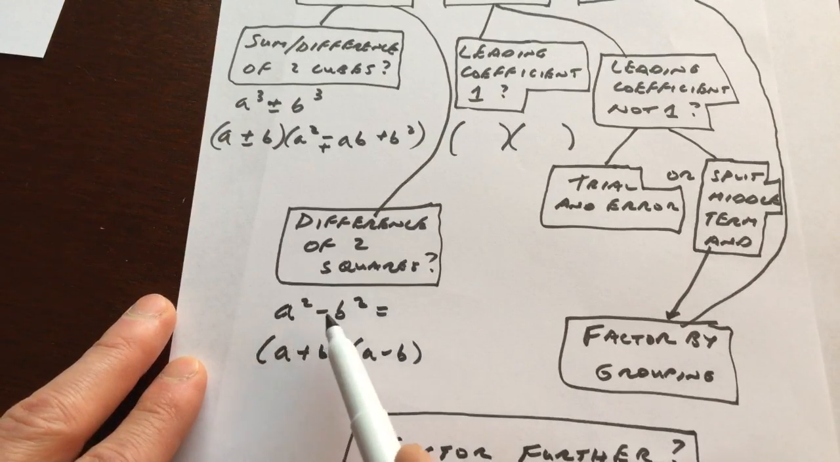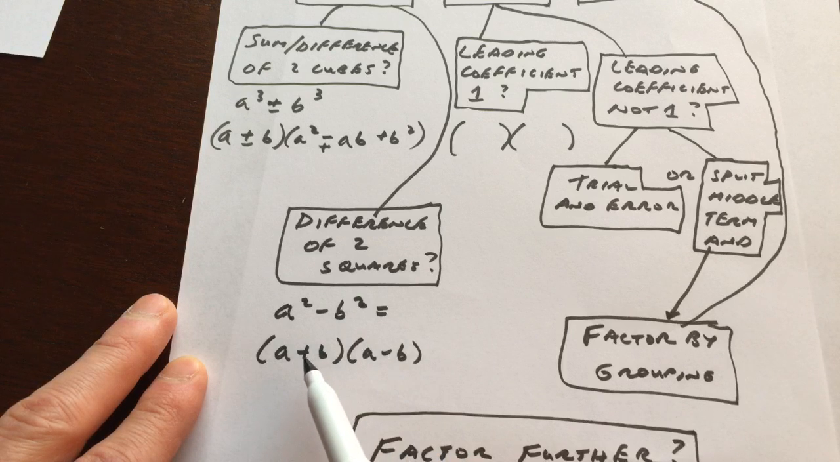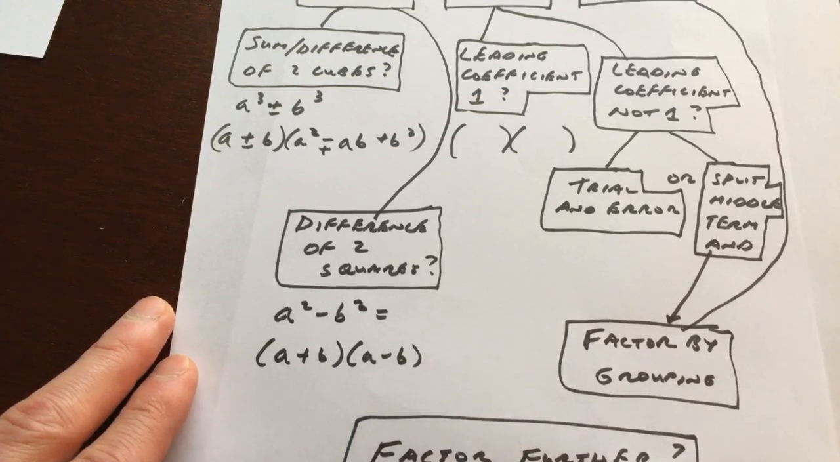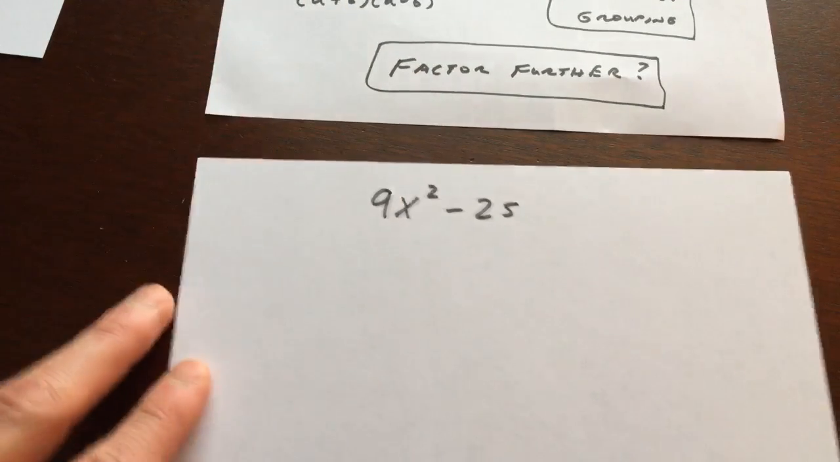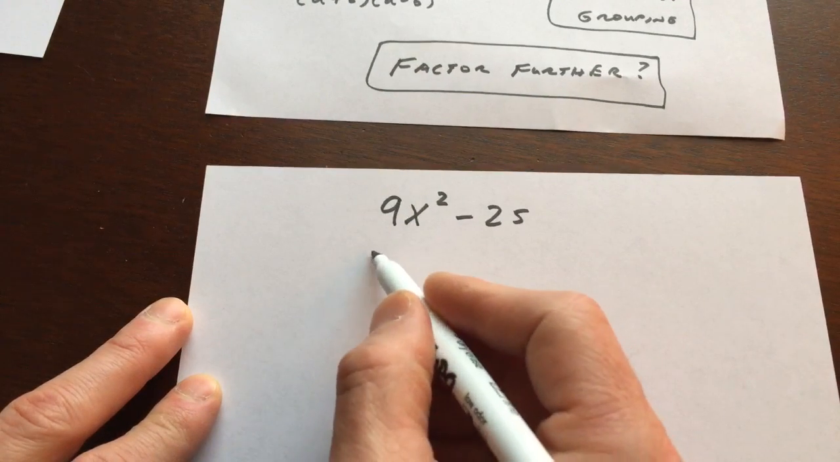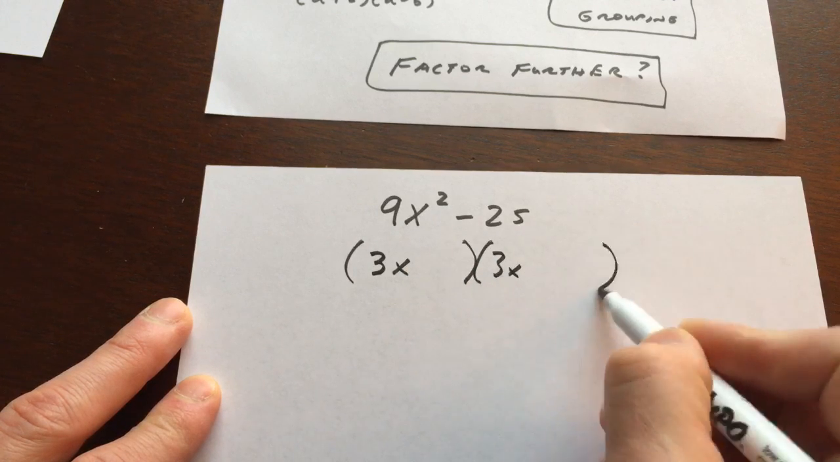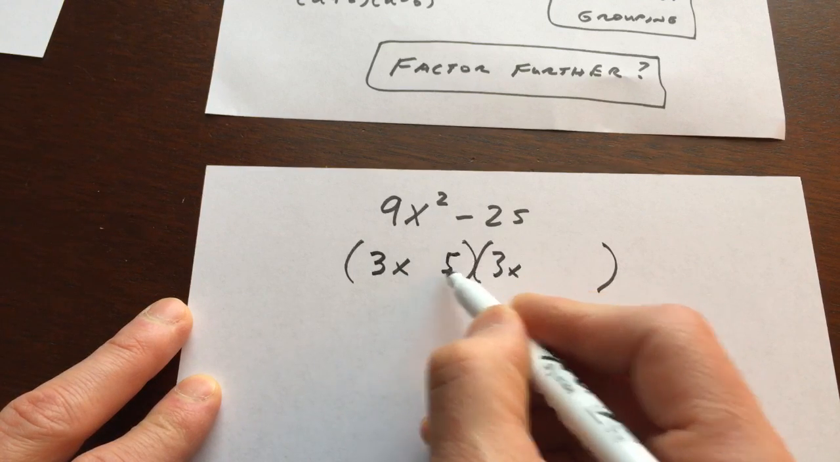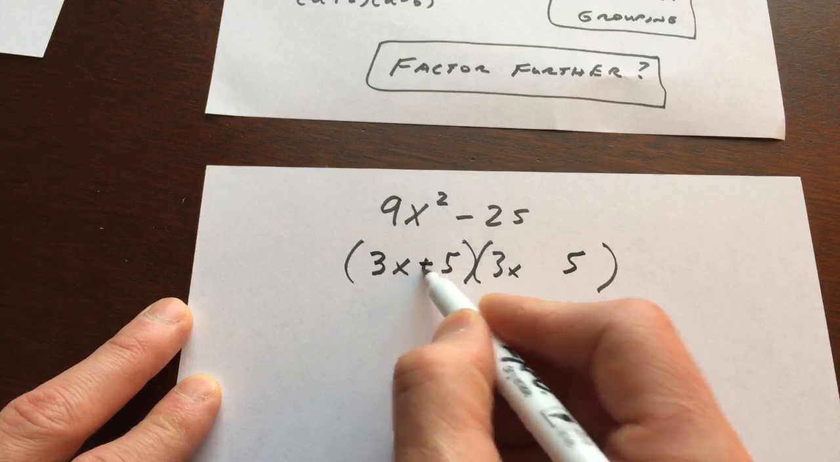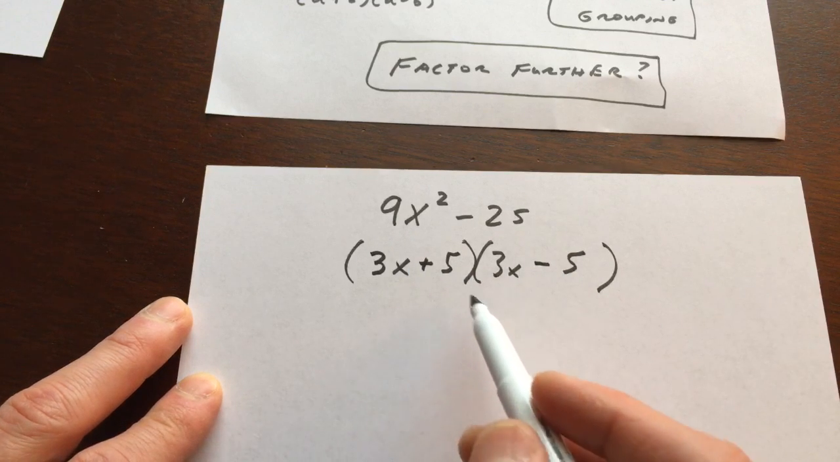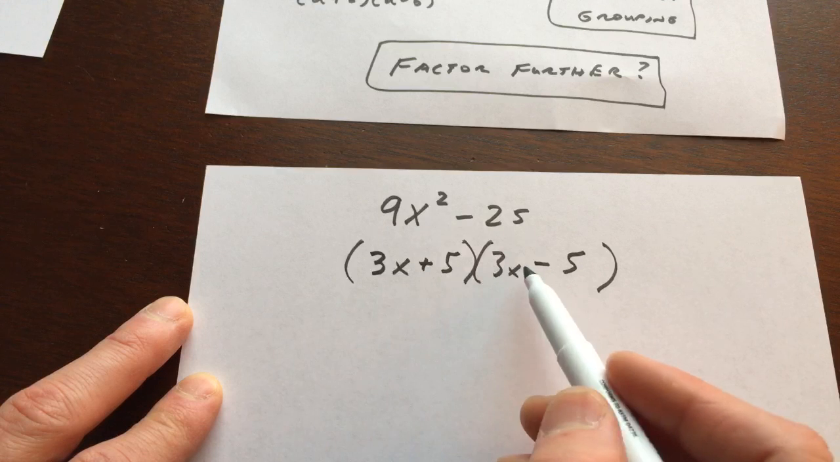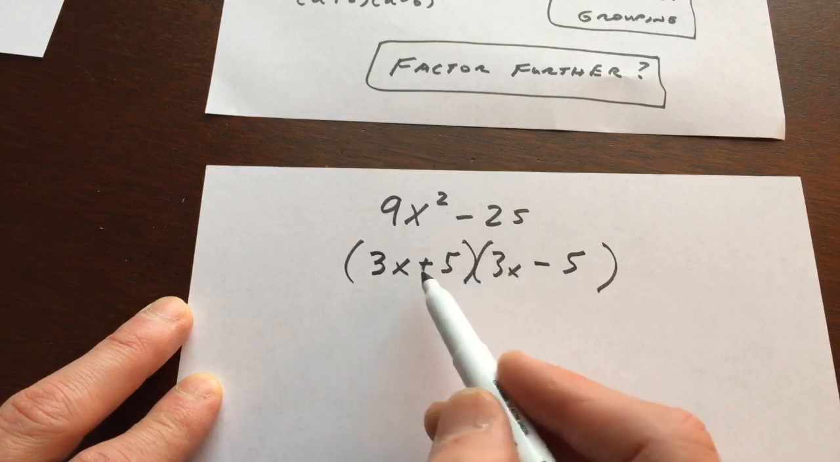We have a squared minus b squared, and when you have that, you want to factor it in a sum and difference pattern. So you've got a plus b and a minus b, right? So you want to factor it as a sum and difference. What we're going to do is go back and take the square root of both of these terms. The square root of 9x squared is 3x, the square root of 25 is 5, and one of these is going to be adding and one's going to be subtracting. It doesn't matter if you make the first one minus and the second one plus, or vice versa.